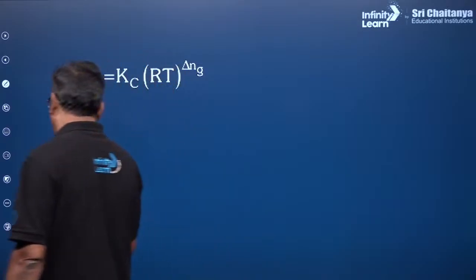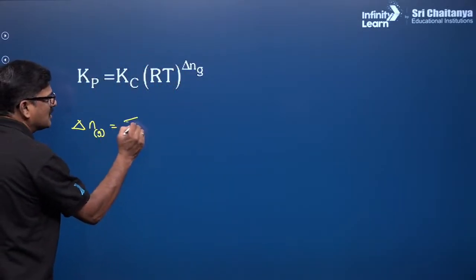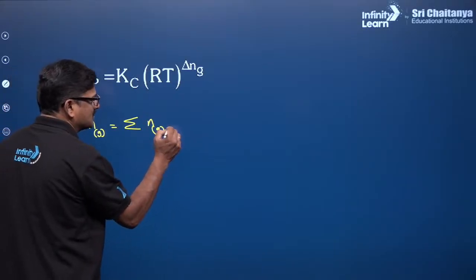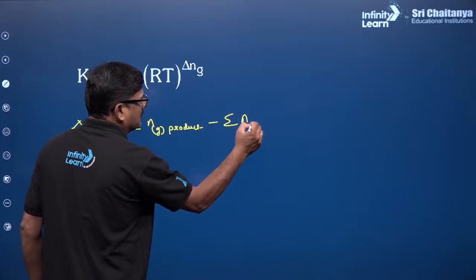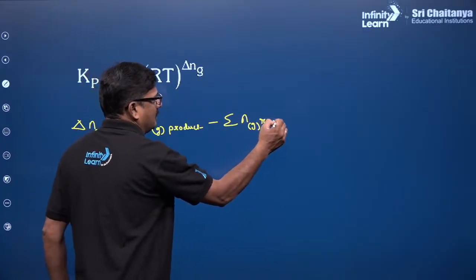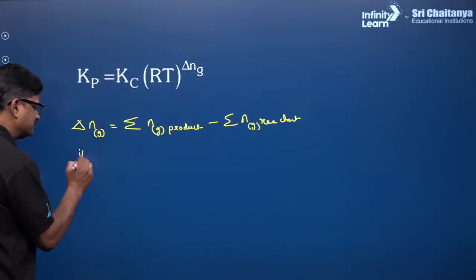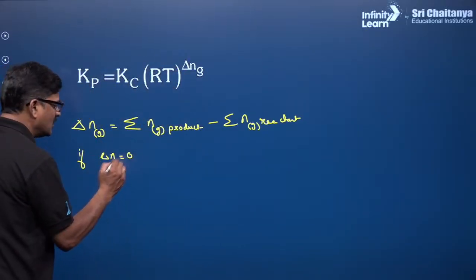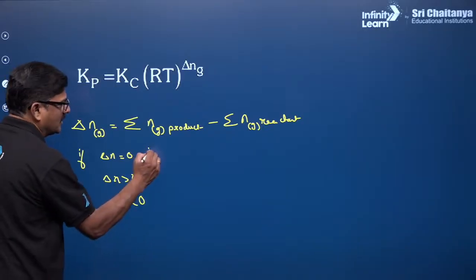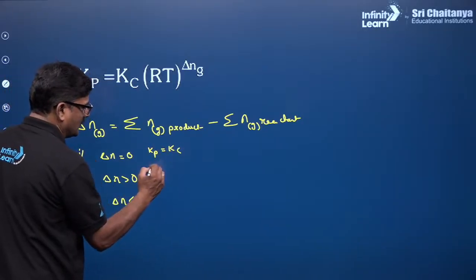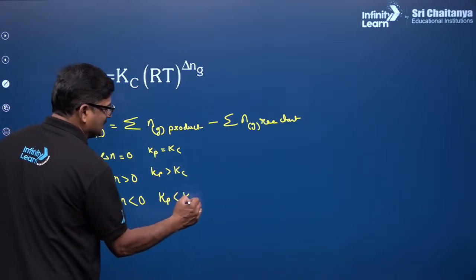Do you know what delta n is, bachcho? Delta n gas is equal to the sum of the number of moles of gaseous products minus the sum of the number of moles of gaseous reactants. If delta n is equal to 0, Kp is equal to Kc. If delta n is greater than 0, Kp is greater than Kc. If delta n is less than 0, Kp is less than Kc. Are you getting it or not?